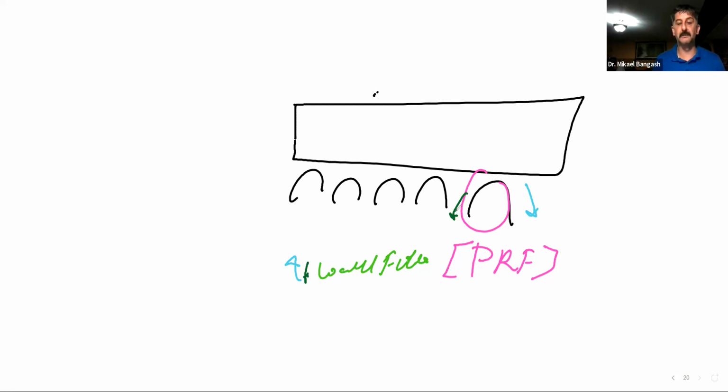And the way to switch, as I said, is to just slightly push on this button. As you push, PRF will go outside the bracket and wall filter will go inside the bracket. Then PRF will be active and wall filter will be inactive.